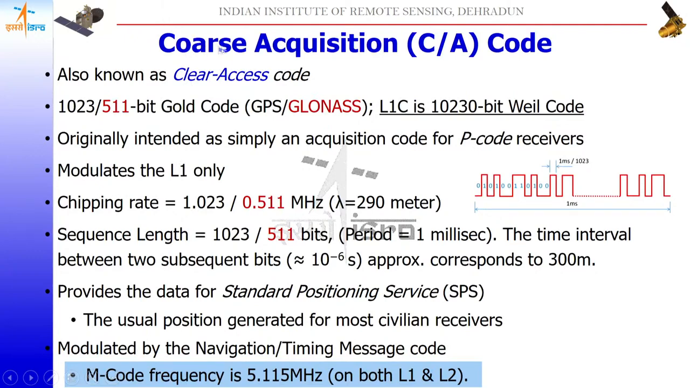Therefore the accuracy is approximately 10 times higher than the coarse acquisition code. Now we come to the coarse acquisition code. This is also known as the clear access code. It has a 1023 or 511 bit Gold code, and for GPS, GLONASS and L1C it is a 10230 bit Weil code, originally intended simply as an acquisition code for P code receivers, and it modulates the L1 frequency only. This is the L1 coarse acquisition code, as you can see here.